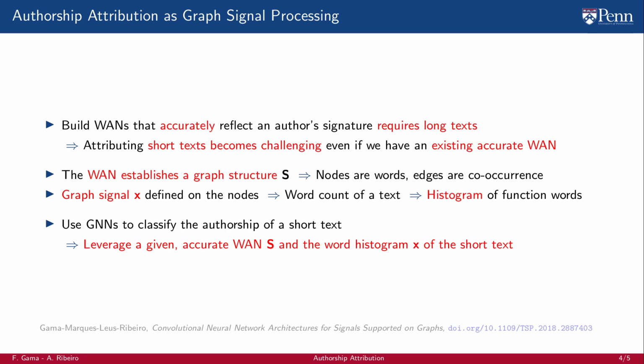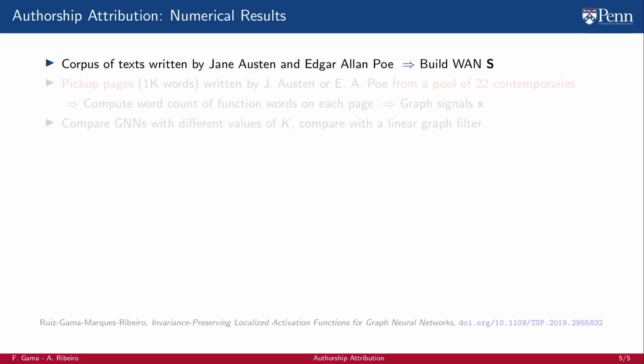We can then use GNNs to classify the authorship of a short text, leveraging a given accurate WAN S and using a word histogram X of the short text to classify. For the numerical results, we consider two authors, Jane Austen and Edgar Allan Poe. We use a big portion of the corpus written by each author to accurately build the WAN S. The remaining texts, we use them as test set, and we split the text in short pages of around 1,000 words. We add to the mix other short text written from a pool of 22 contemporary authors.